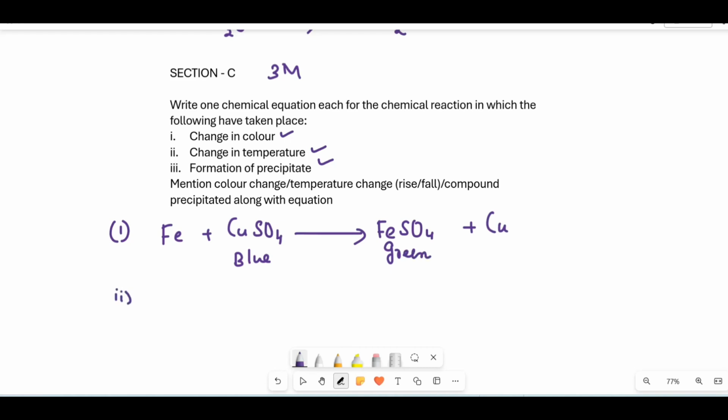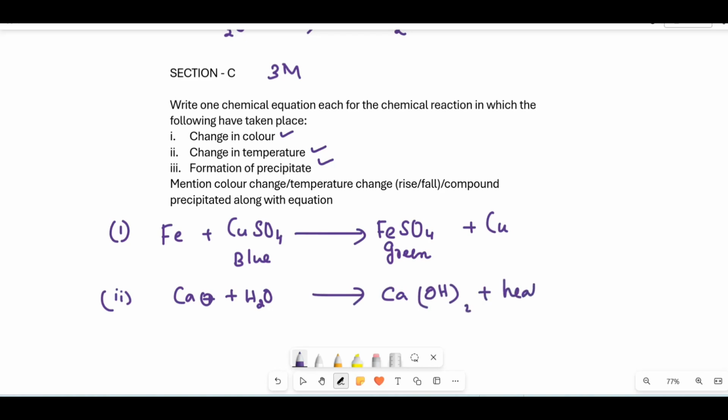Now, second one, change in temperature. The previous reaction you can write: calcium oxide plus water, you get calcium hydroxide. So that is a liberation of heat. A lot of reactions you can write. CaO plus H2O becomes Ca(OH)2. So this is an exothermic reaction.